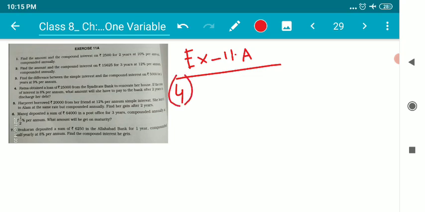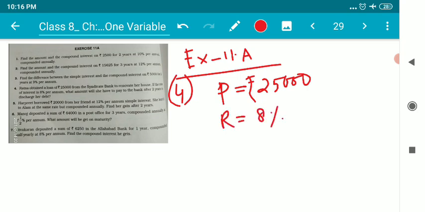Ratna obtained a loan of rupees 25,000. That means principal amount is 25,000. From Syndicate Bank to renovate her house, if the rate of interest is 8% per annum. R is 8% per annum. What amount will she have to pay to the bank after 2 years in order to discharge her debt? What will be the amount she'll be paying after 2 years? So time is n, which is 2 years.